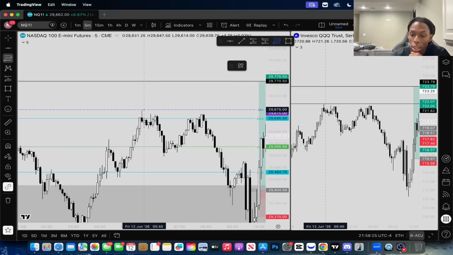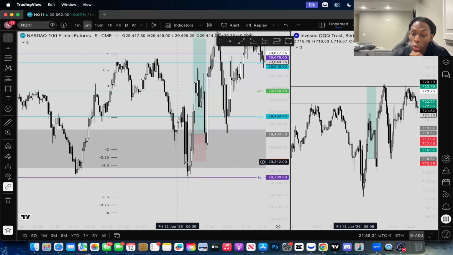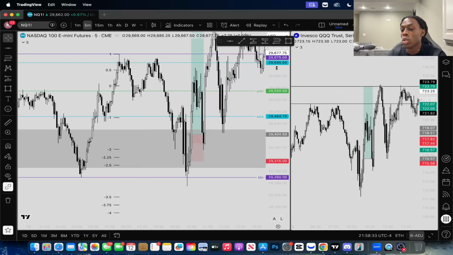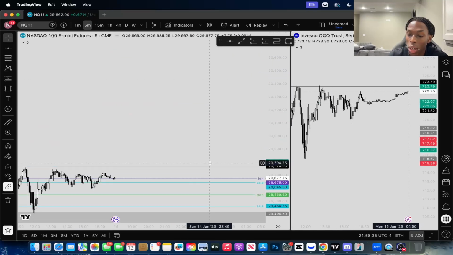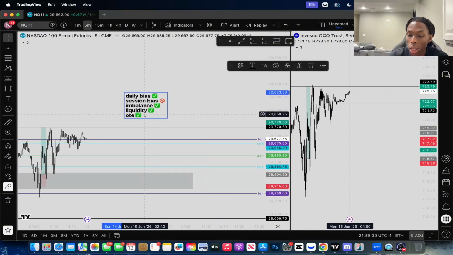If I take this high here to this body close right there, you'll see where the -2 is, right? -2.5 is where we end up bouncing from. So standard deviation is intact as well. This is clearly a plus setup.